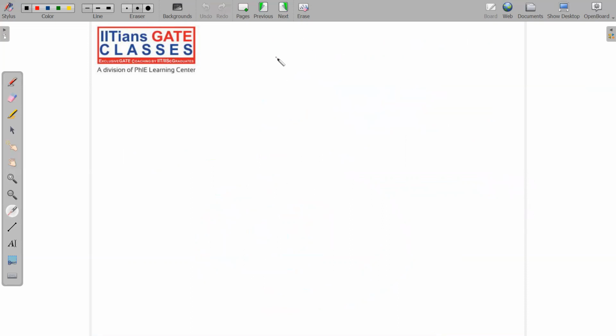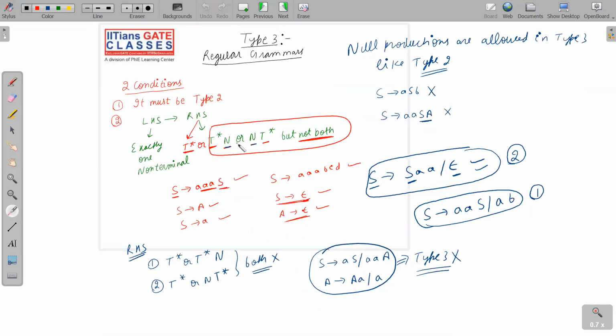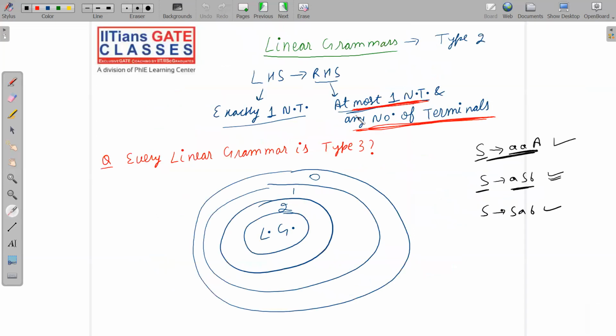See the previous slide. What we have said is that the non-terminal is in either the extreme right or the extreme left, and we are saying any number of terminals. We are not concerned with terminals. We are concerned with non-terminals, and there should be at most one non-terminal, but that non-terminal should be in the extreme right or in the extreme left. But here, we are not saying anything about position. I hope I have made the point clear. I have repeated it many times.